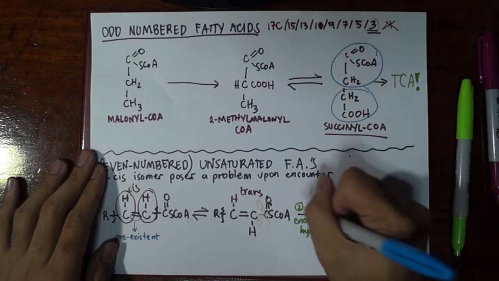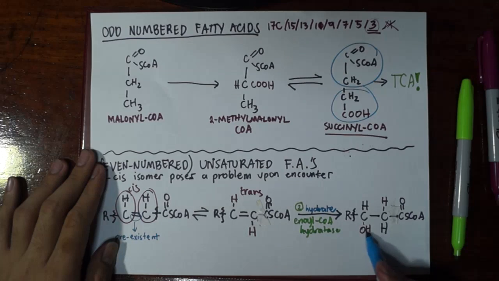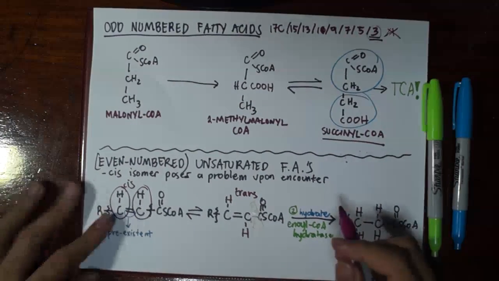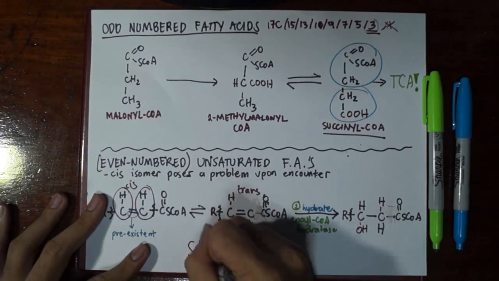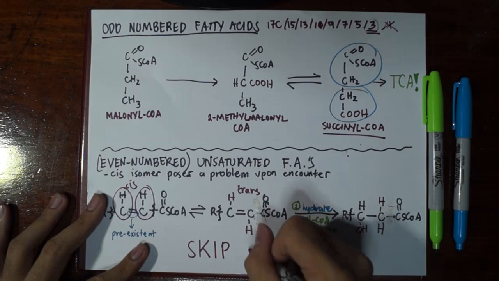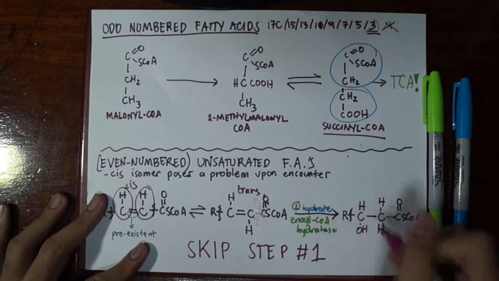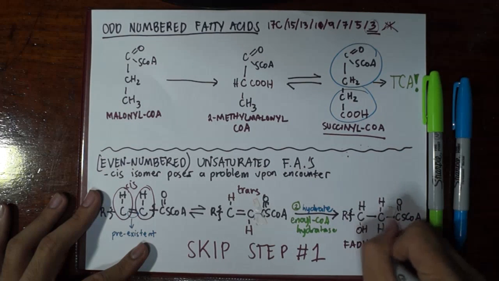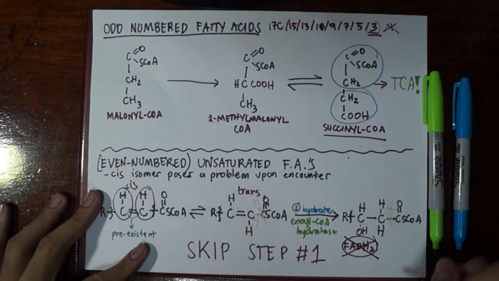to add water, or to hydrate, the enoyl. There it is. You hydrated it with water. So in short, the nutshell of this is that in unsaturated fatty acids you only skip step number 1. And remember that step number 1 produces FADH2, so you skip the production of this one.